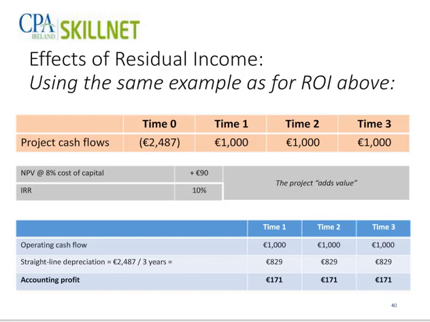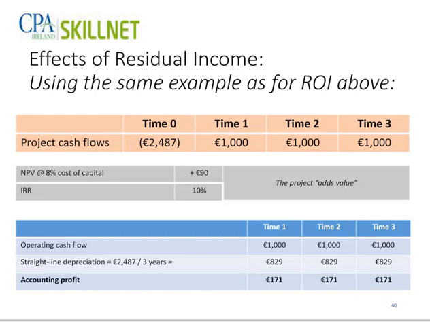So let's take the same example as before and work out the residual income effect. Again, in pink we see the cash flows associated with the investment: a cash outflow at time 0 when the asset is bought for 2487, and then each of the following 3 years a cash inflow of €1,000 per annum.